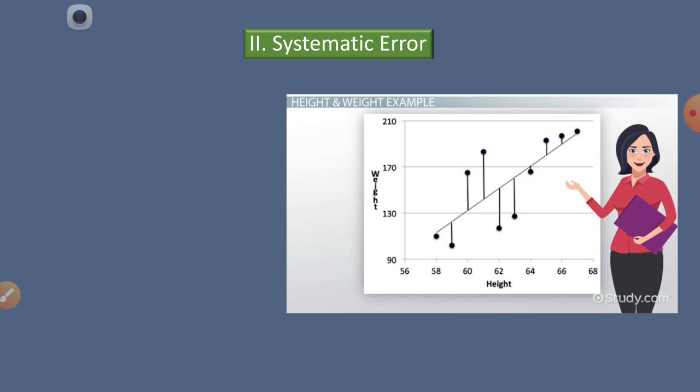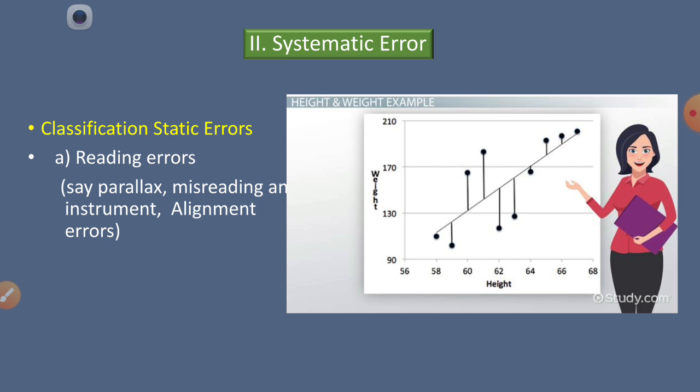Now coming to the second classification of error, the systematic error. What do you mean by systematic error? Here the systematic error is further classified into instrumental error, environmental error and observational error. The classification of static errors includes reading errors, mainly the parallax error while taking the reading, misreading and instrument alignment errors. Already you know what the parallax error is.